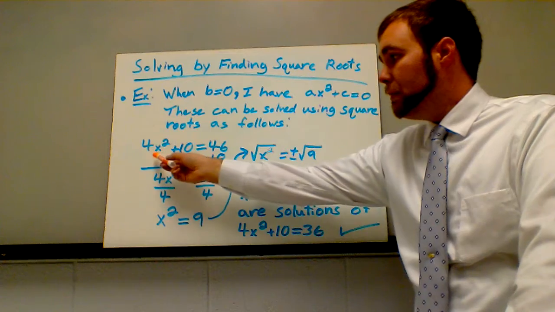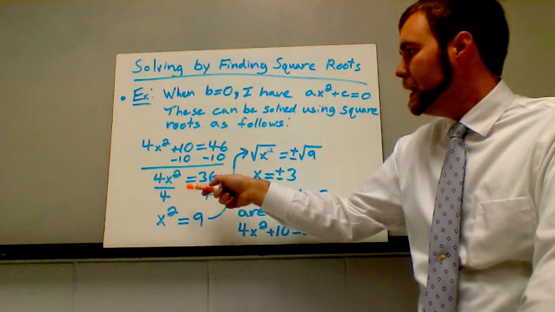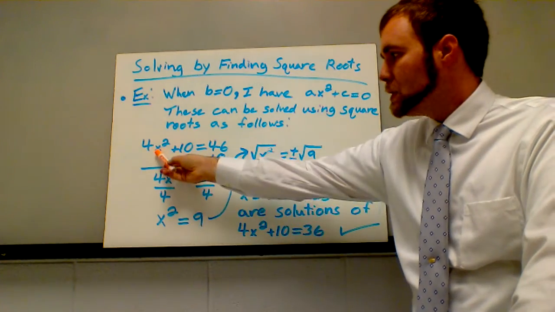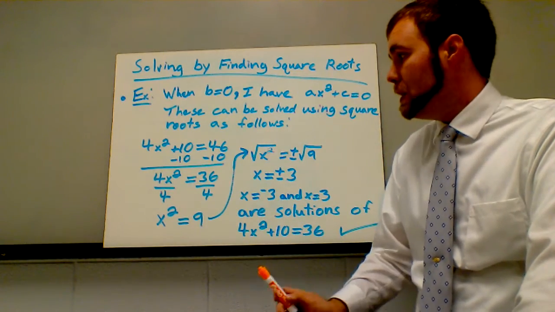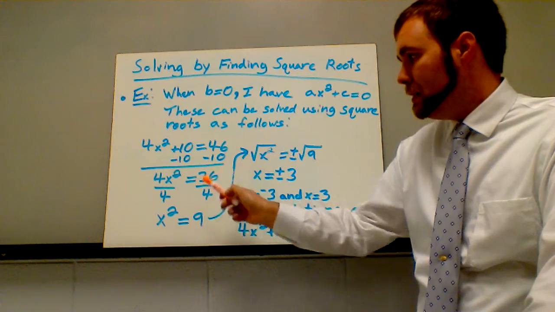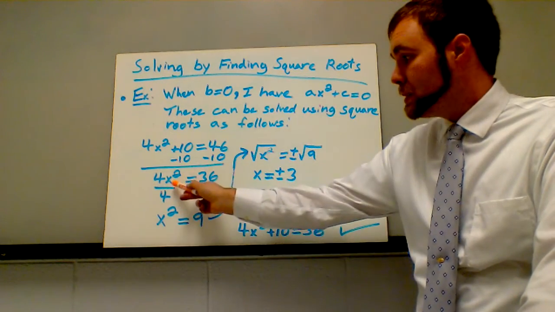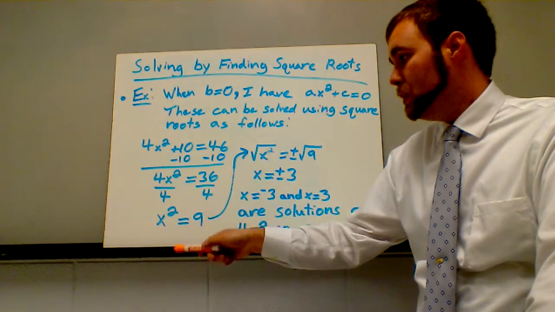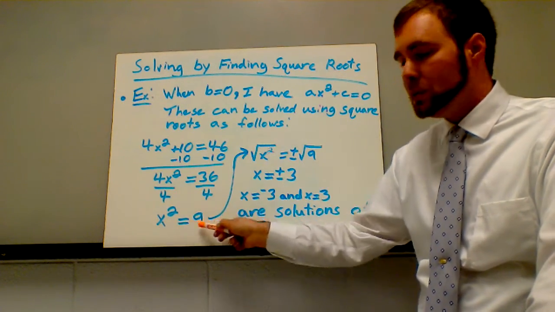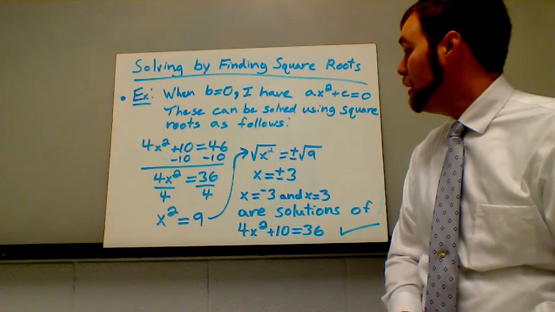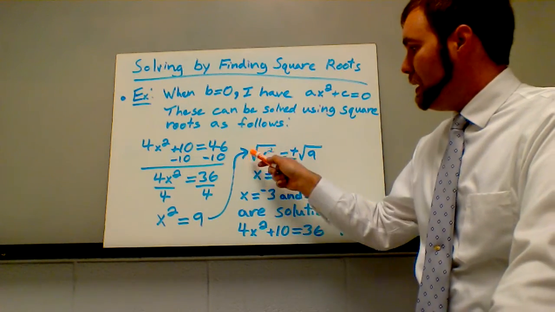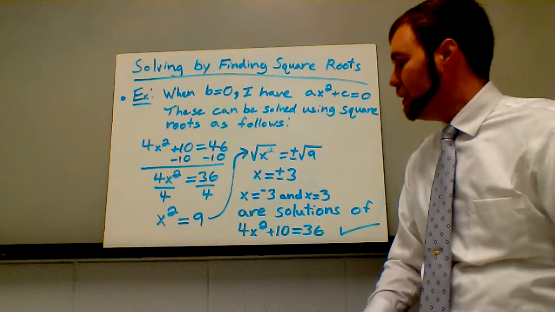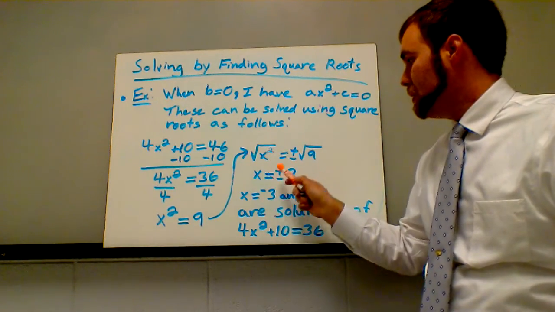So first I have 4x squared plus 10 equals 46. My main goal here is to get x squared by itself. So I subtract over the 10, which gives me 4x squared equals 36, and then I divide by 4, which just gives me x squared equals 9. Now, if we look up here, I then take the square root of x squared to get rid of my square, and that gives me x.